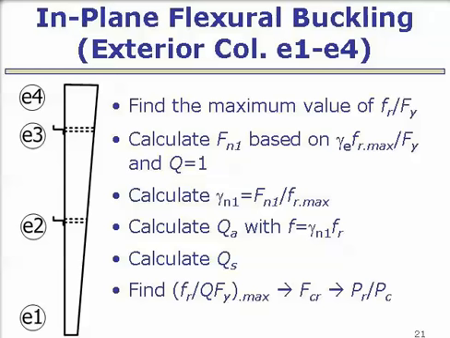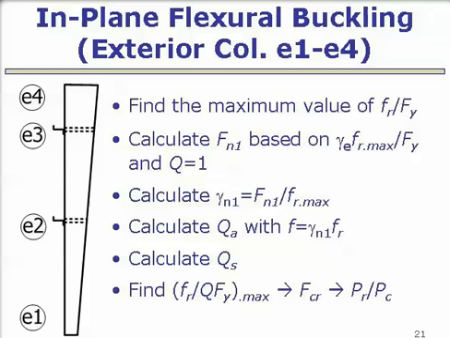FR is P over A for the design load that we're checking. Once we have that, we need generally to calculate our Q value if we've got non-slender elements in the column. And so we get an FN, or a column buckling strength in terms of stress, based on that gamma times that maximum FR divided by FY, and assuming Q equals 1.